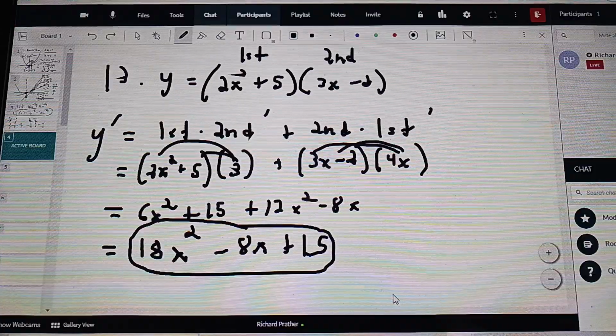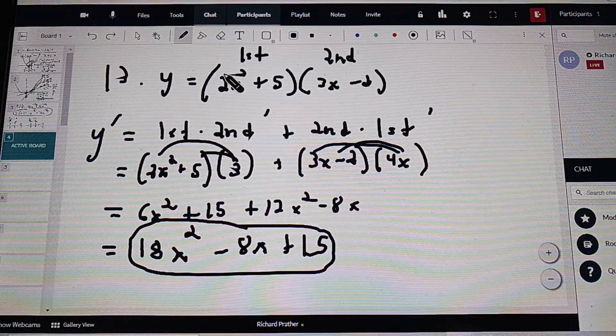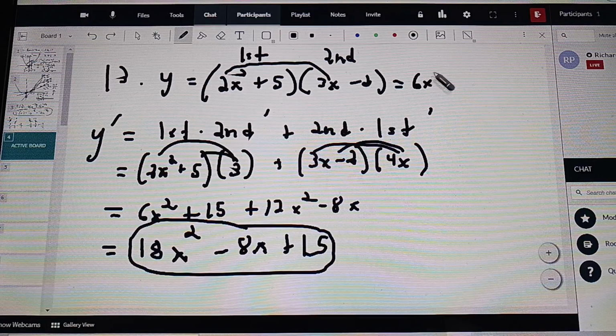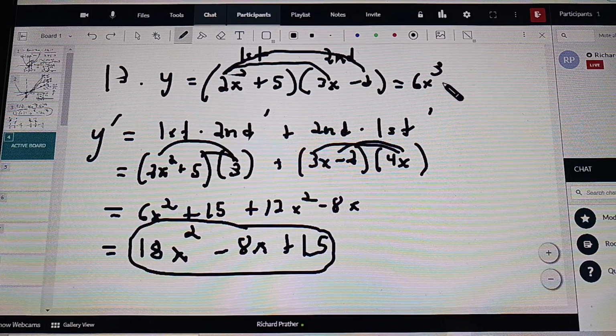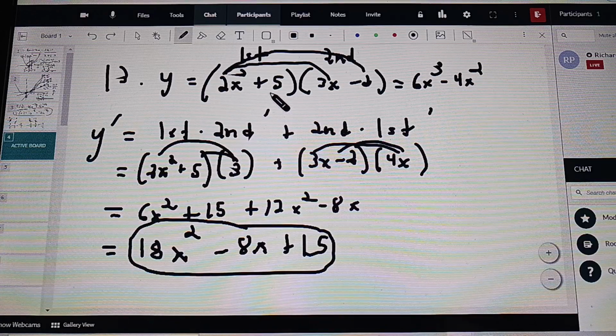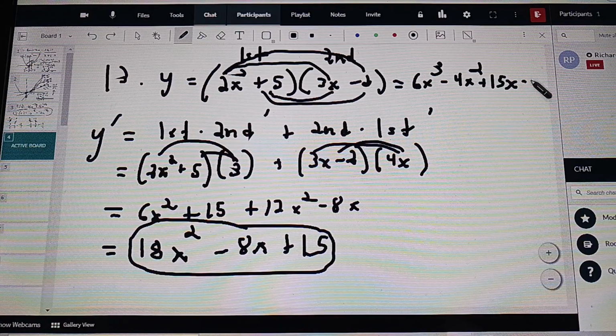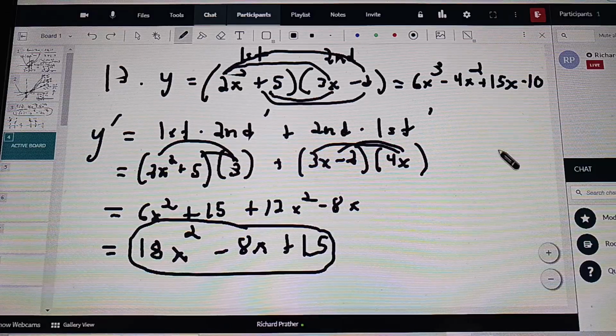Now another thing about this problem is, what if I would have FOILed out the original problem? What if I would have got 6x to the third minus 4x squared plus 15x and minus 10 using FOIL. First, outside, inside, last.